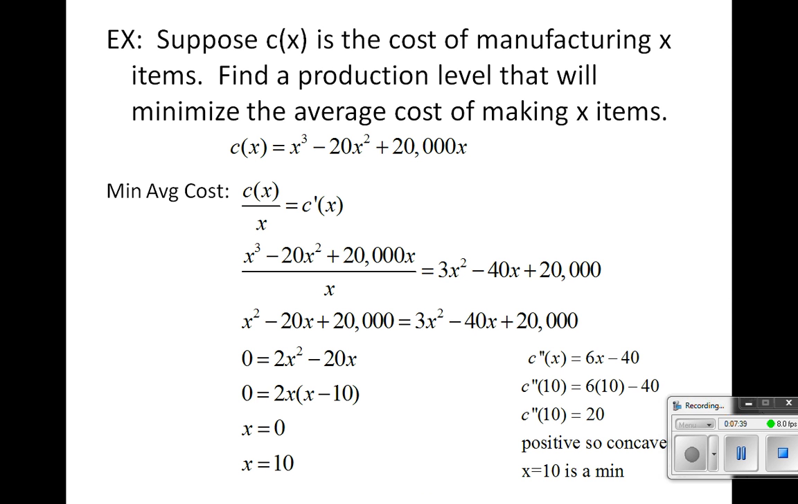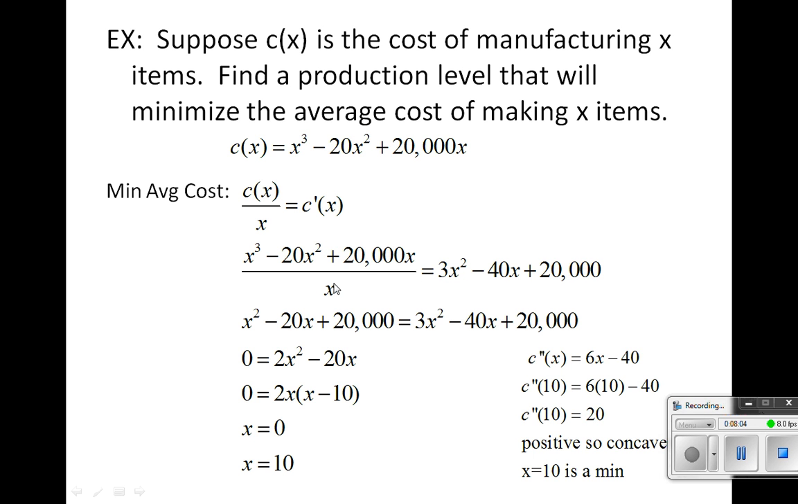Okay, so here's one to try. It says, suppose C of x is the cost of manufacturing x items. Find a production level that will minimize the average cost of making x items. Okay, well, we said just a second ago, average cost is your cost equation, C of x, divided by how many items you're talking about, which is x. And my C of x equation is given, so I just write that out.